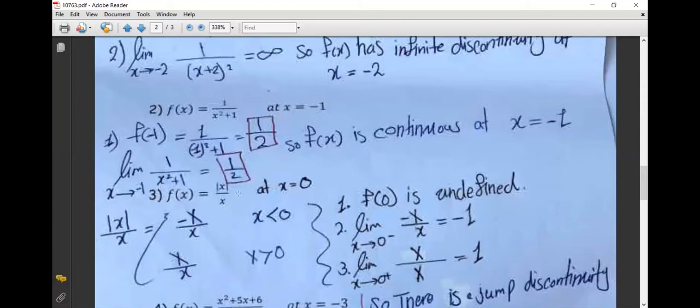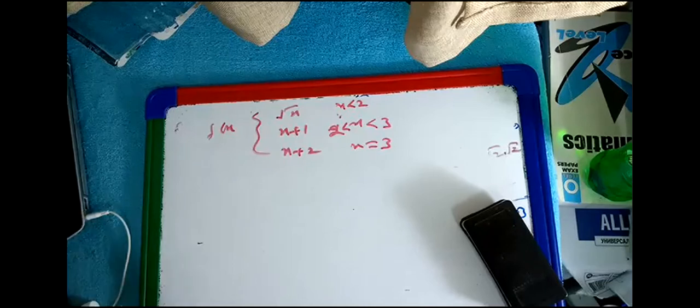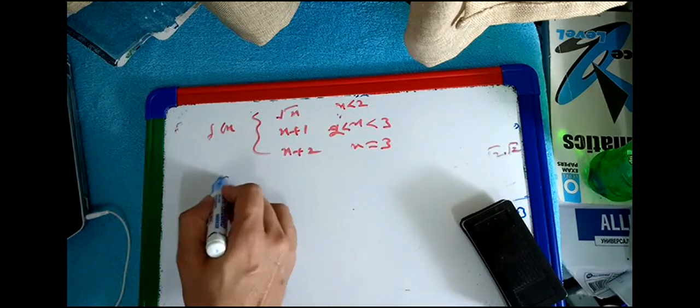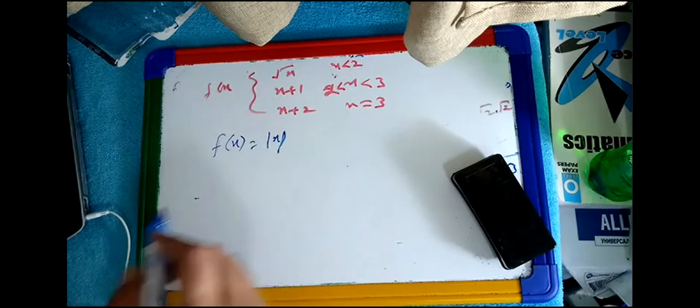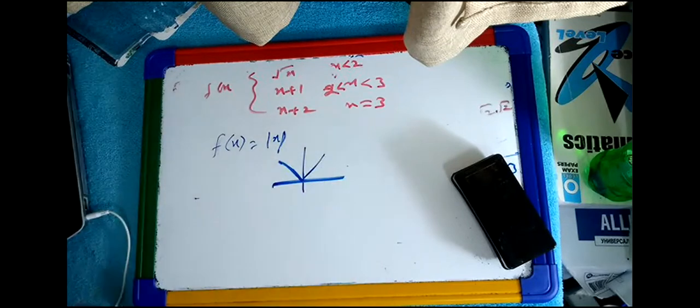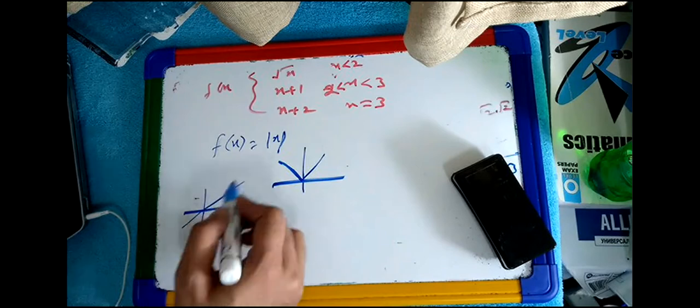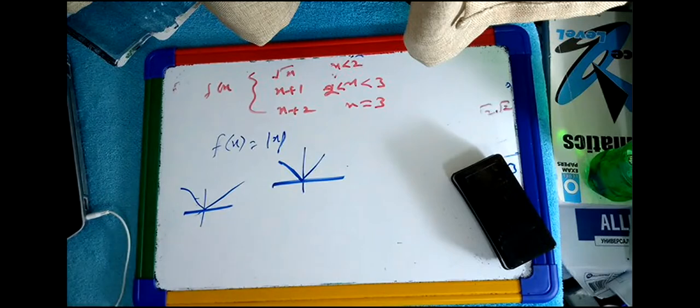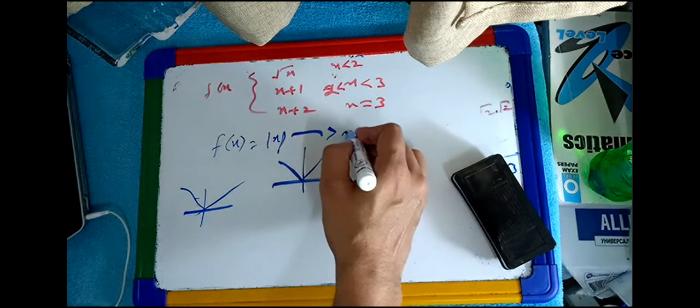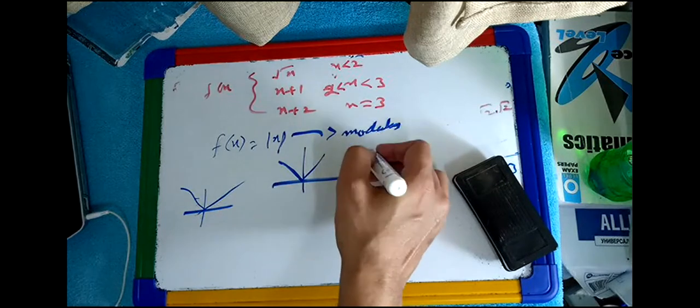And next is when the function is given in modulus form. I will revise the modulus first. Modulus is basically, if somebody says the function is f of x equal to mod of x, mod of x means this is a V graph, like this. y is equal to x is this one, but due to the modulus it goes like this, and this is finished, right? The V graph is the modulus function. Modulus means all positive.